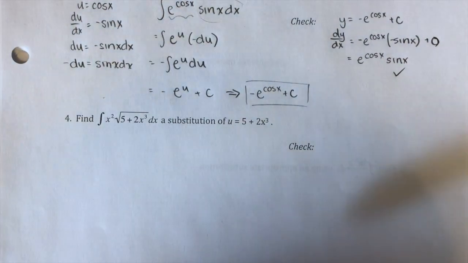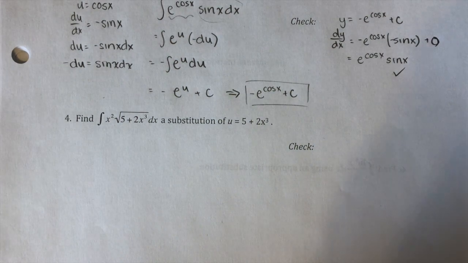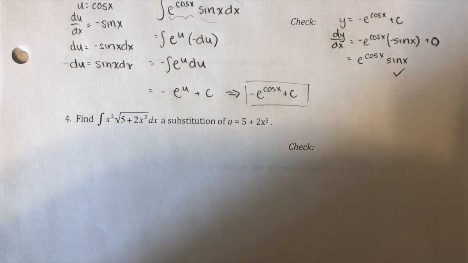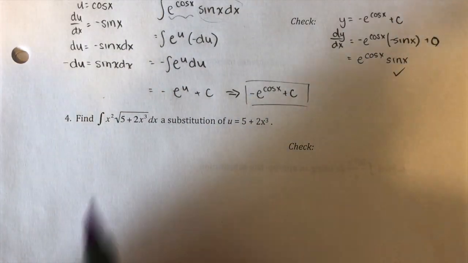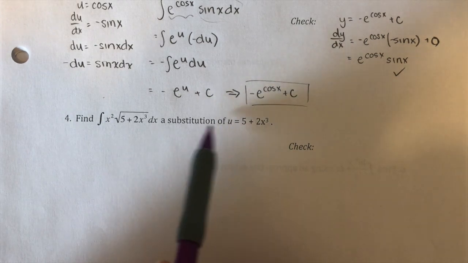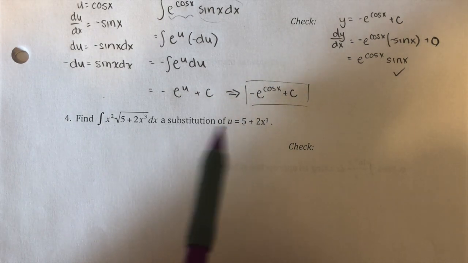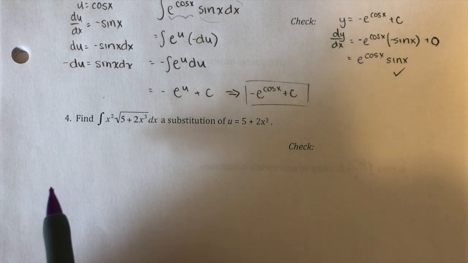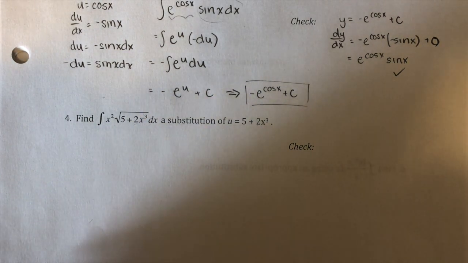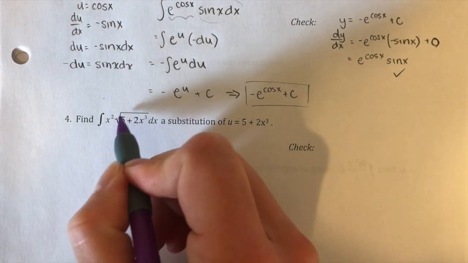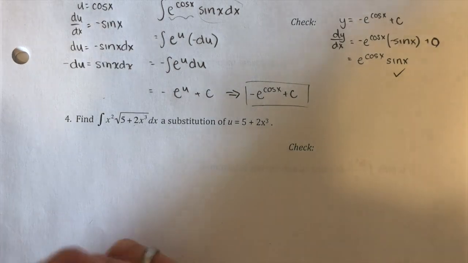Then we're going to do the integral of x squared times root 5 plus 2x cubed using a substitution of u equals 5 plus 2x cubed. So generally, if there's something under a root or as an exponent or in a cos or a sine, that's what you're going to use as your u. So see how this is the under the root thing, and that's what we're using.